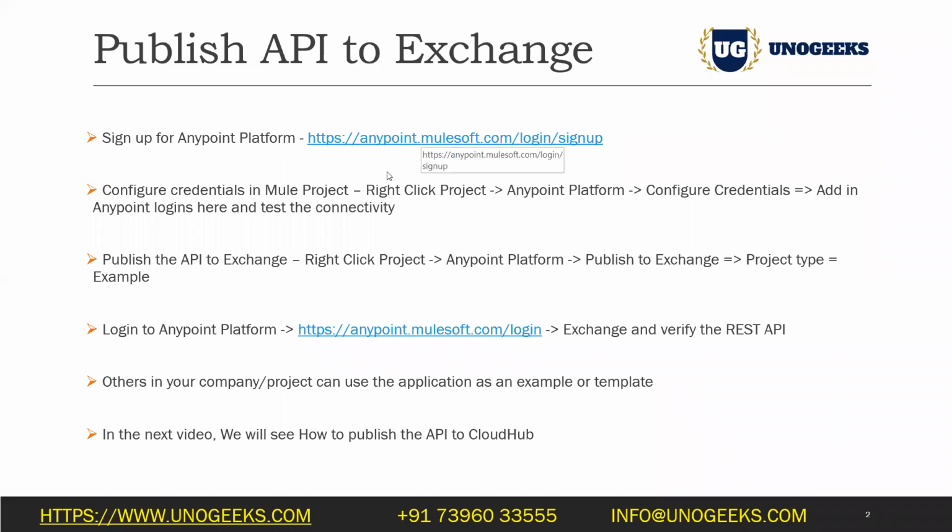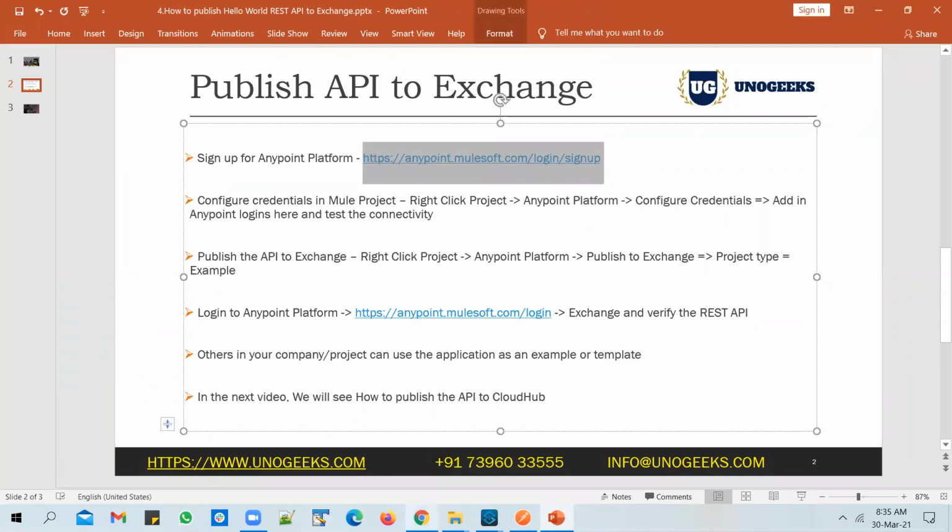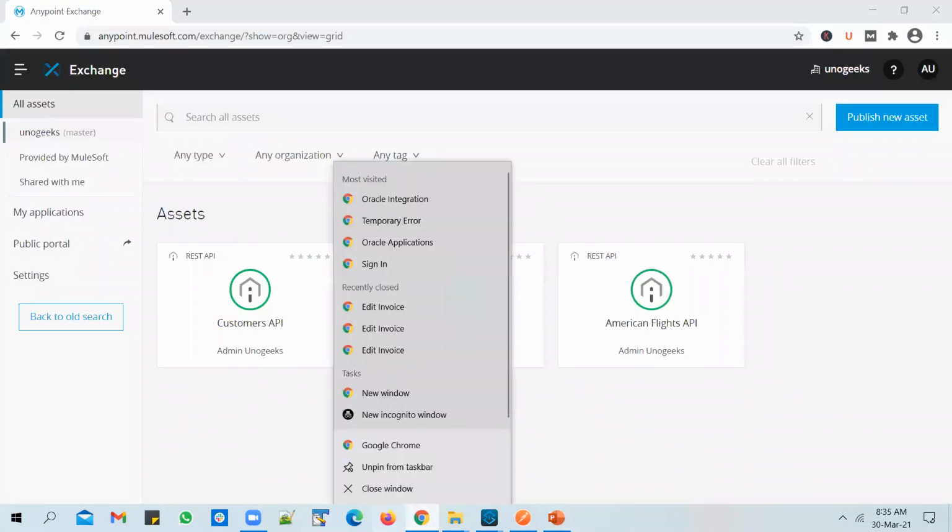The prerequisite to publish an application to Exchange is to have a login on the Anypoint platform. So you need to sign up on Anypoint platform for an account, and you can do so by using this URL. So you can go in there. Let me open it in a different browser.